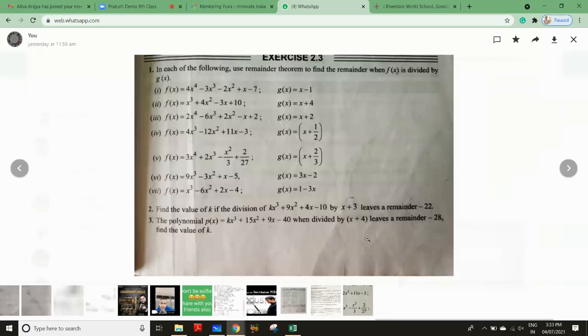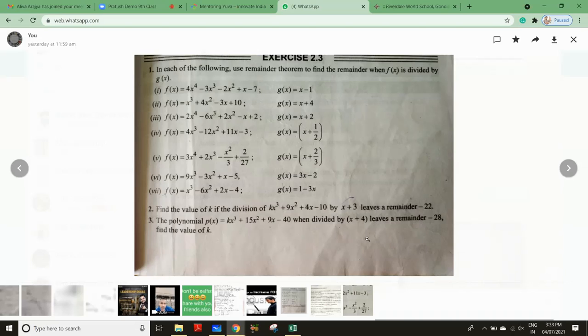So see, in this particular exercise, in the first question itself, there are 7 questions. Now I have explained the 4th and 5th questions, where gx is x plus 1 by 2 and x plus 2 by 3. After that, of course, you must have solved the first, second, and third. But in the first, gx is x minus 1, so you will get x equal to 1 by equating it with 0. Then you will find the value of f1 by substituting x equal to 1 in fx.